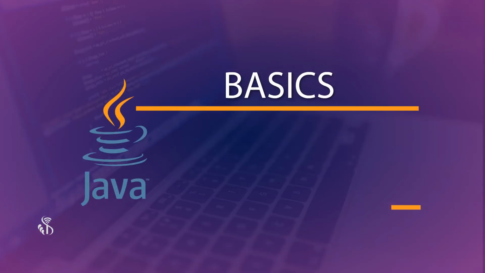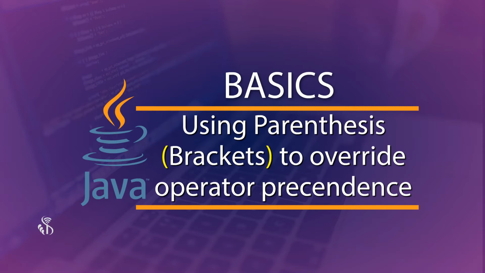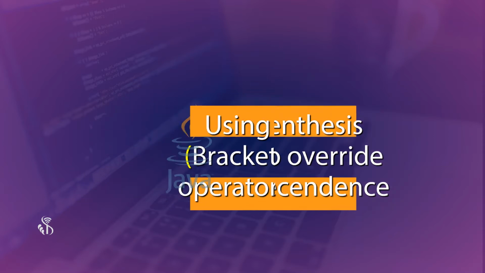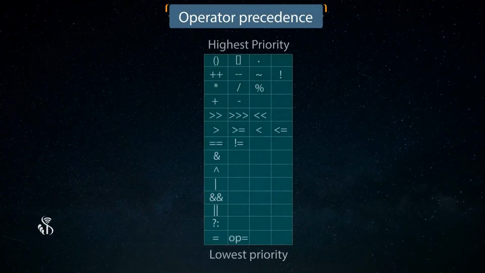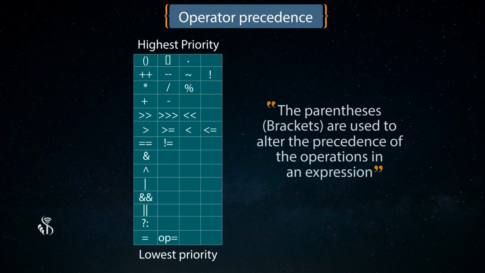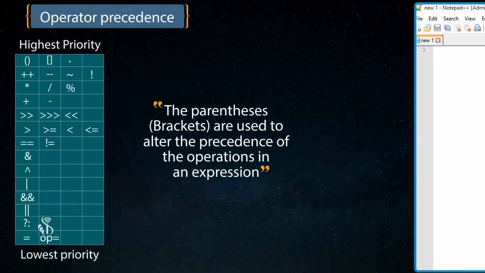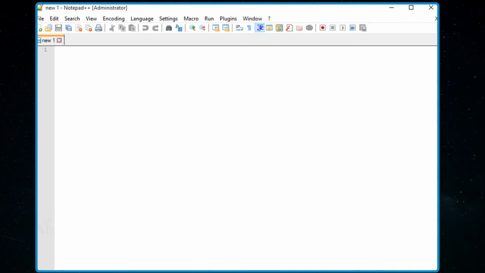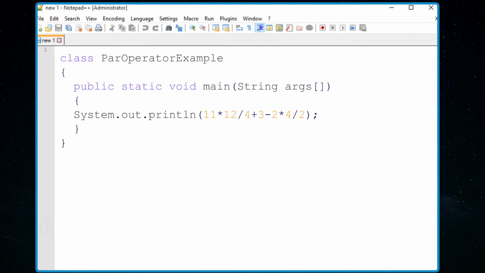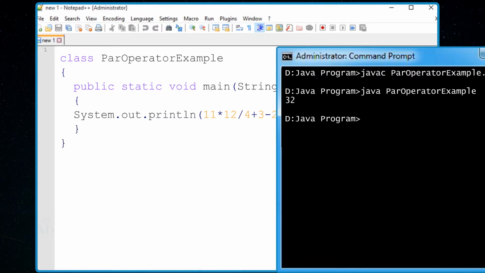Java Basics. Use brackets to override operator precedence. On screen is a table which provides information on operator precedence when brackets are involved in an expression. It must be understood that brackets are used to alter the precedence of the operations in an expression. The example for the same is as shown on the screen. The output for this program can be seen on the screen.